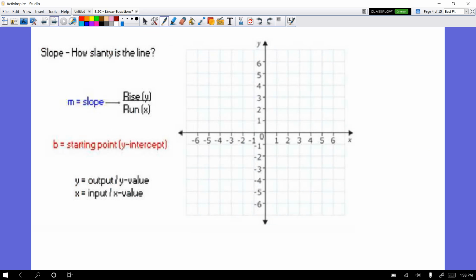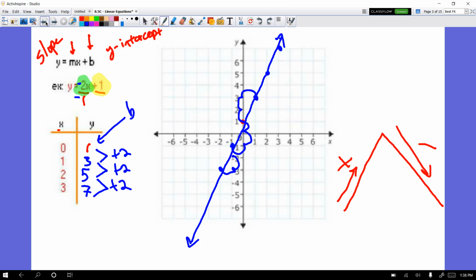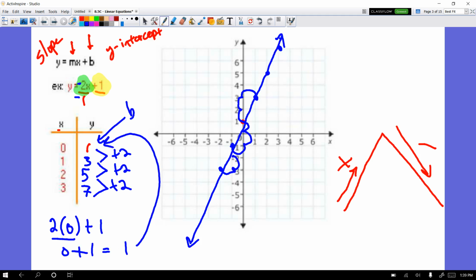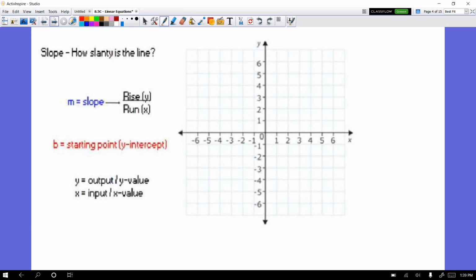So let's get into what we're focusing on. I just went over all this stuff. The thing I didn't go over was y was your output value. Because whenever you put an x value in, for example, if we put 0 in for x, we would have 2 times 0, and then we add 1. 2 times 0 is 0 plus 1 is 1. That is why we have 1 right there. Our y value, the output. So when you put a number in, you're going to get a number out, and those are called your coordinates.